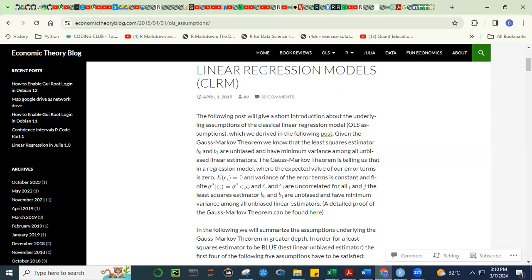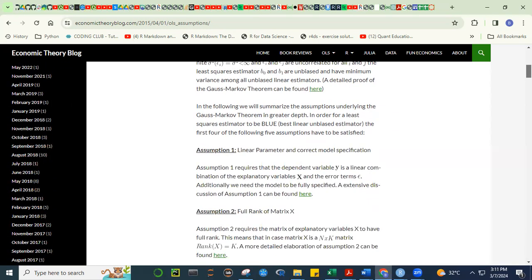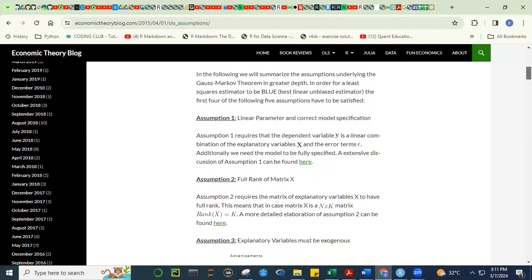So our OLS, ordinary least squares results that are founded on the Gauss-Markov theorem, we mentioned them to be BLUE. What's BLUE? Best linear unbiased estimator. Okay? So there are assumptions here under the Gauss-Markov theorem. Number one, our parameters should be linear. Okay? We're not saying here that the exogenous variables are linear.